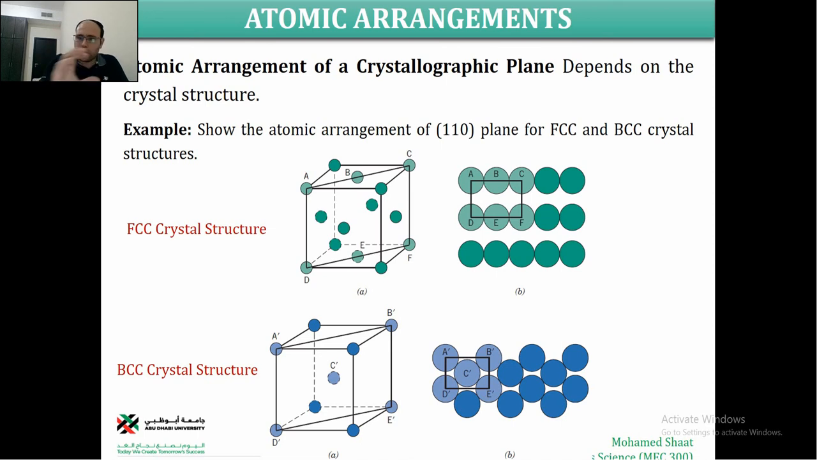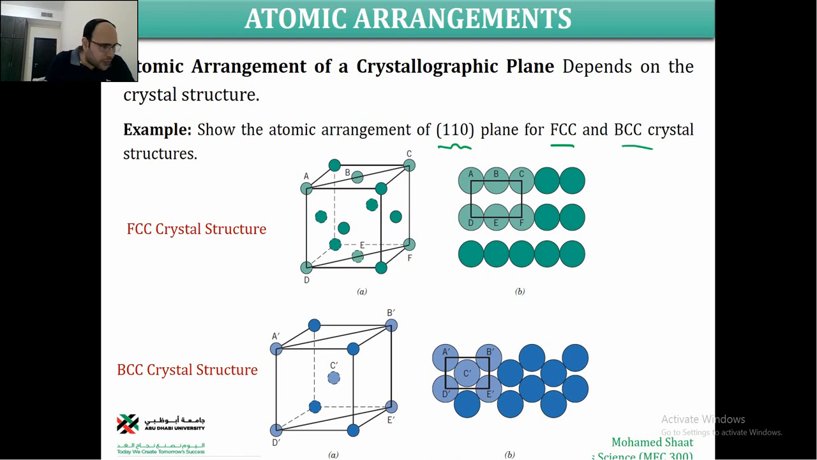So that's why it is important in this part to understand how we can identify and define a plane within a specific unit cell. Like, as I mentioned, one of the important planes is the 110 plane in the FCC or BCC crystal structure. This plane will include some atoms, and these atoms will be arranged in a certain way over this plane.